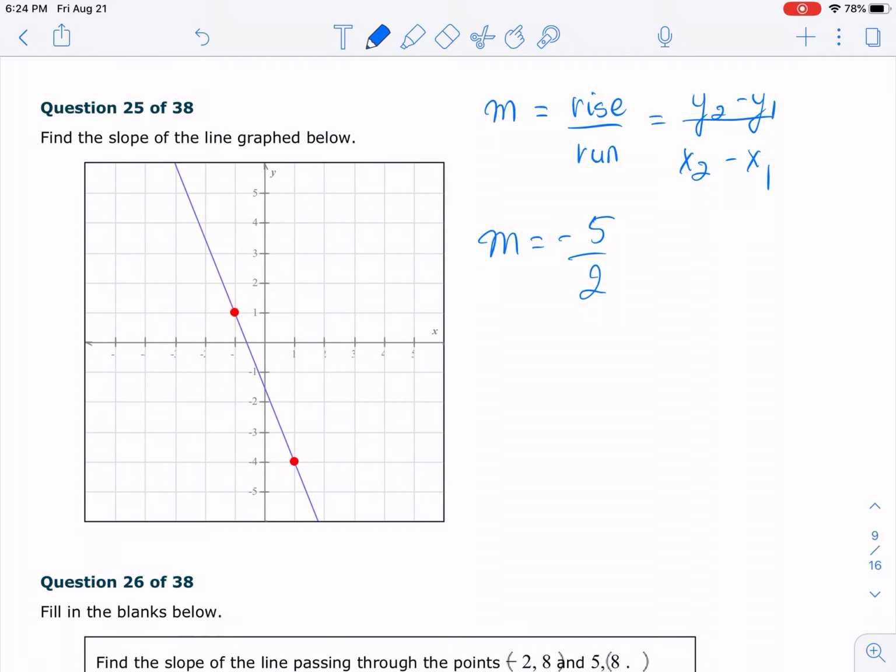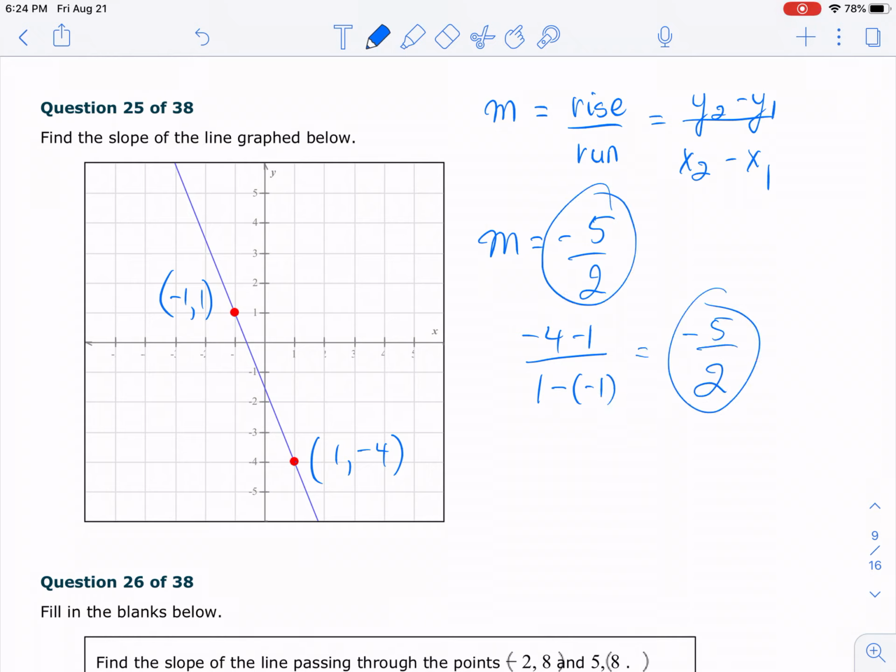Now, if you get the points, you see right here the point is negative 1, 1. And then this one is 1, negative 4. You do y2 minus y1, and you're going to get the same exact answer. So what I have right here is negative 4 minus 1 over 1 minus negative 1, which is negative 5 over 2. So same thing. But counting from the graph is easier.